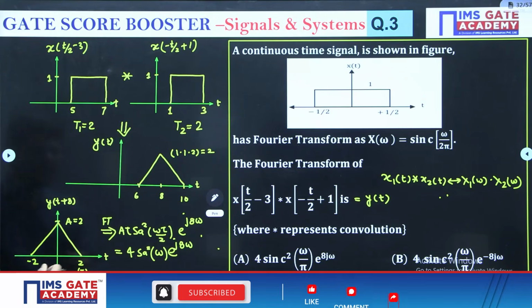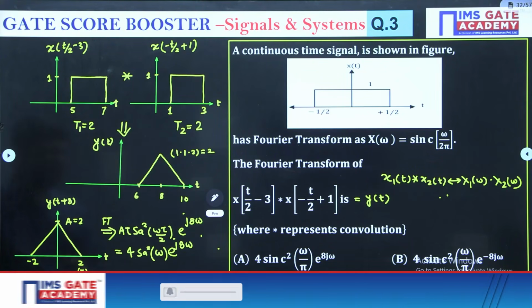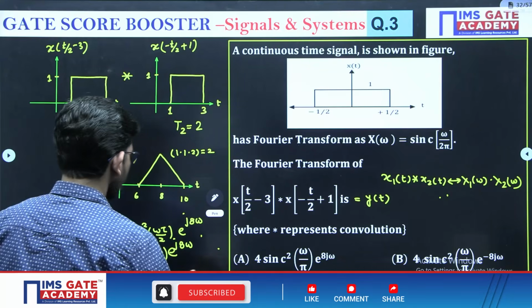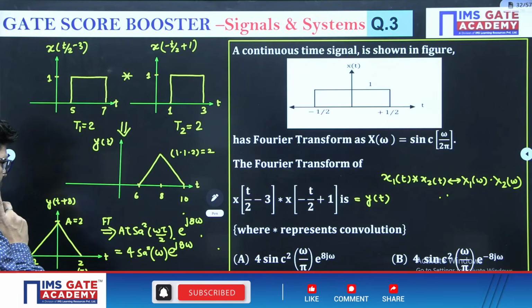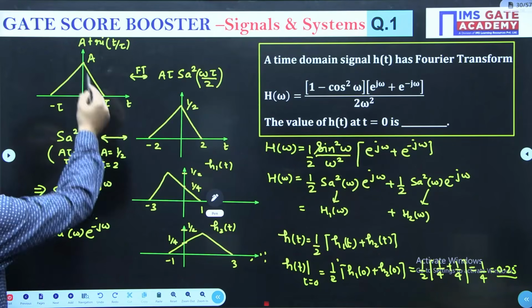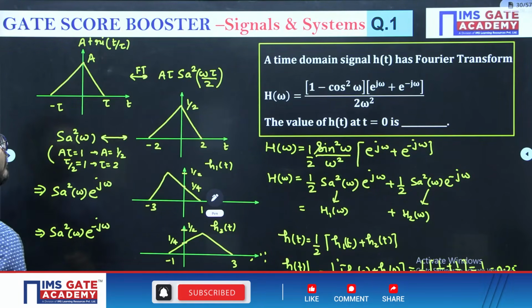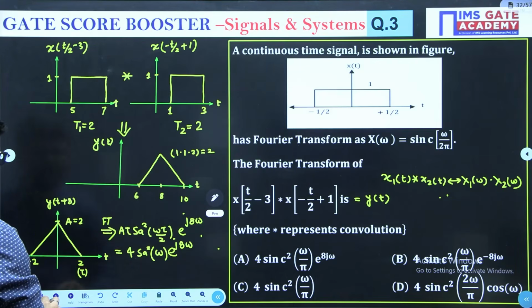This is a triangular signal, right? So A tau will be what? It will be 8 here, not 4. No, correct, it is correct. A tau will be 4. Just see, for A triangle(t by tau), the transform is A tau Sa squared of omega tau by 2, right? So what we have done is correct.